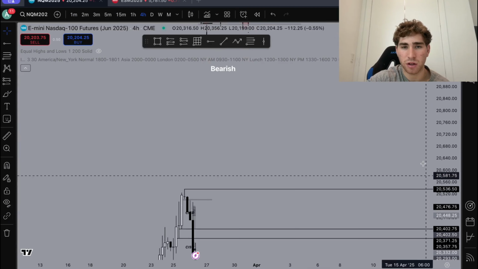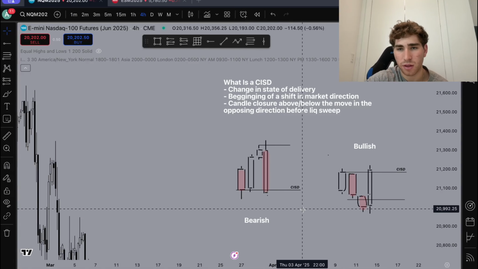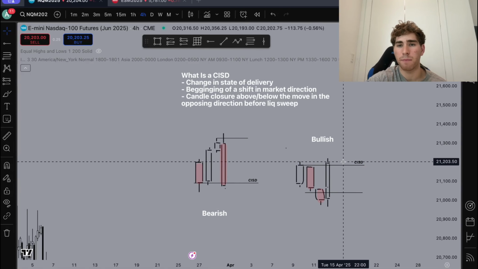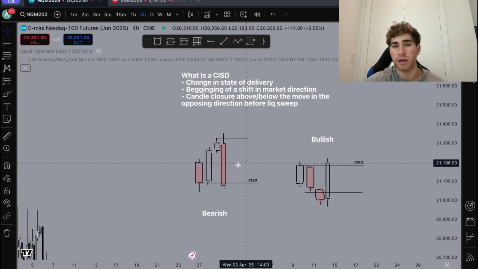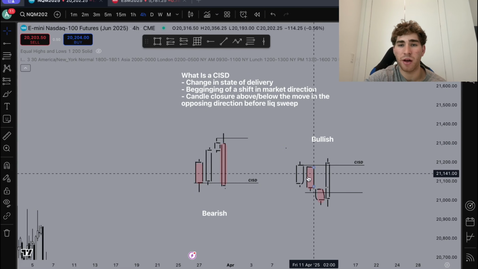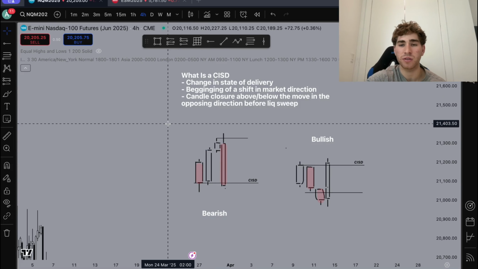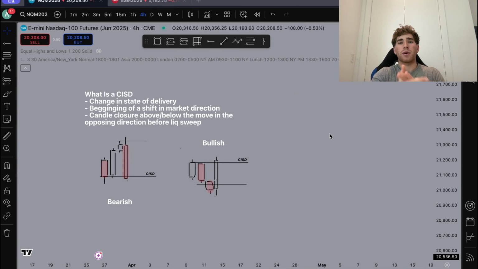Holy shit, market is dumping. Right? Candle closure above, not the wick. You see how it doesn't close above the wick? It doesn't close below the wick here either. It closes below and above the body of the last move before an opposing sell side sweep, or buy side sweep.